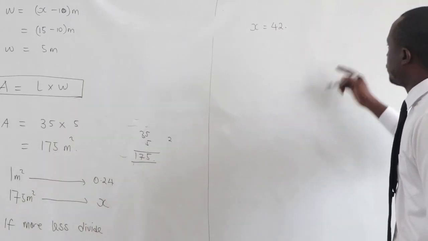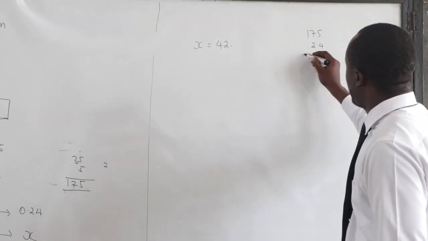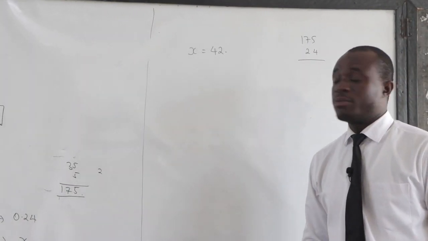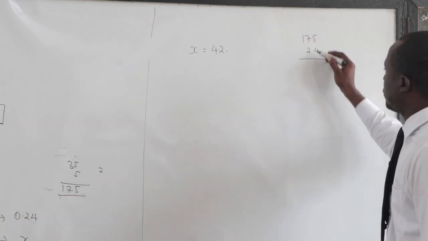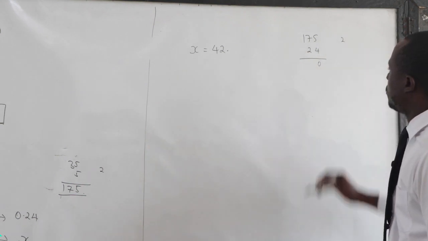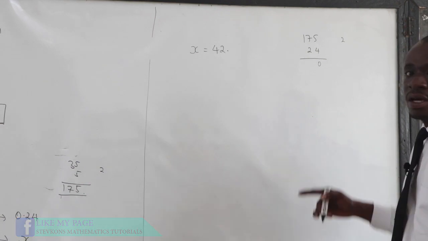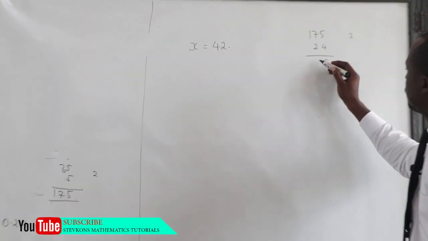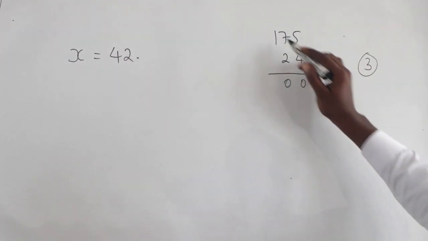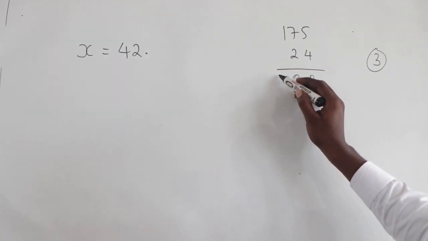How did we get the 42? We have 175 times 0.24. But then forget about the point. Let's multiply. When you are done, we bring the 2 decimal places. Now, what is 4 times 5? 4 times 5 is 20. So we bring the 0, we leave the 2 out. What is 4 times 7? 28. 28 plus 2 is giving me 30. So I have 0, remainder 3. Now 4 times 1 is 4, plus 3, that is 7.